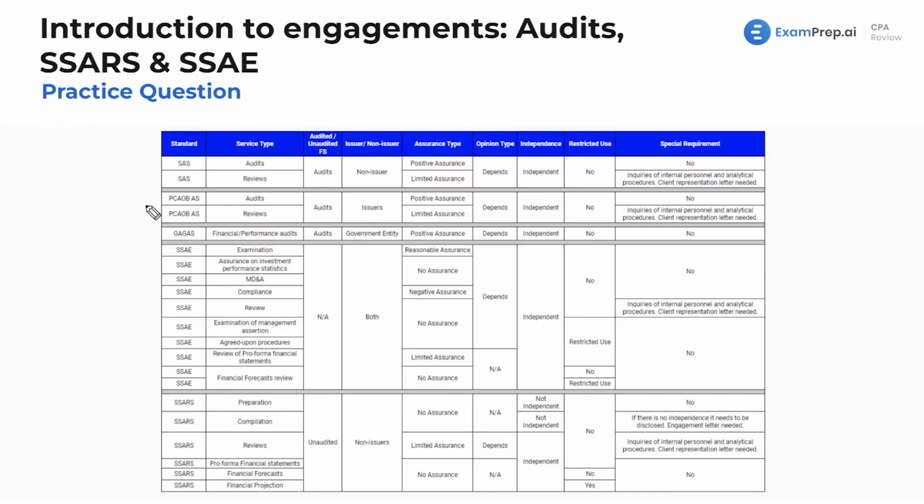So let's simply take a look, right? Review of pro forma financial statements. It's right here. And if you had that memorized, if you got that right, and I'm going to agree with you, that is SSAE, right? It is right here. Not too tricky. Just do the work ahead of time and memorize.